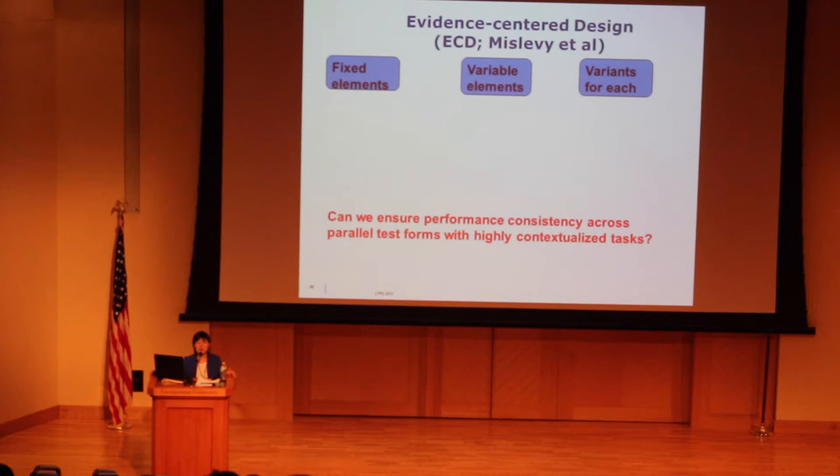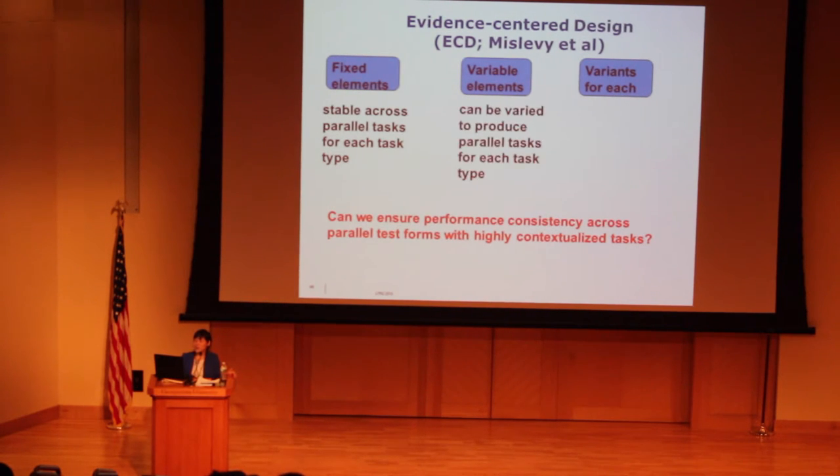And I think most of you are probably familiar with the ECD approach to task design. So this is a very typical ECD task model where there are fixed elements that are stable across parallel tasks for each task type. And there are also these variable elements that can be varied to produce parallel tasks for each task type. And when we think about highly contextualized items, tasks, then we need to think about which of these contextual factors we want to fix and which of these we want to vary.